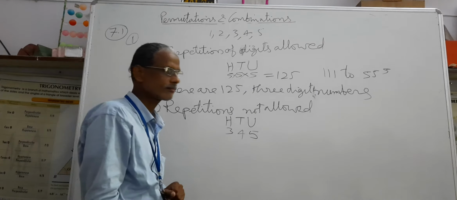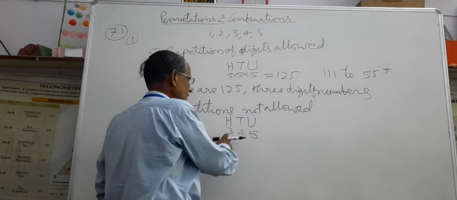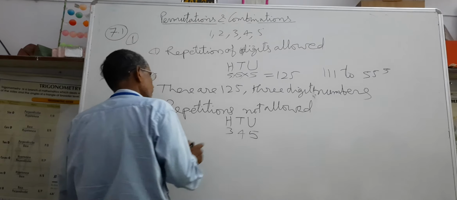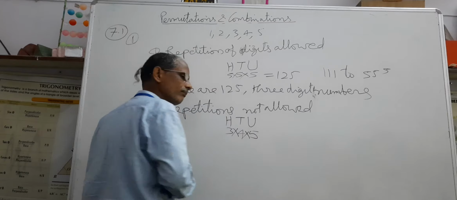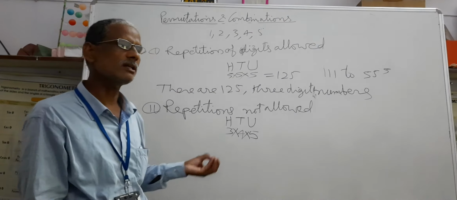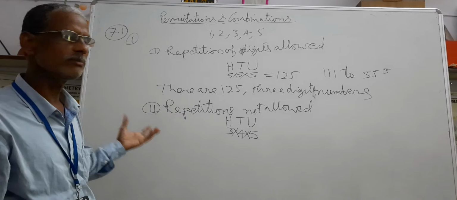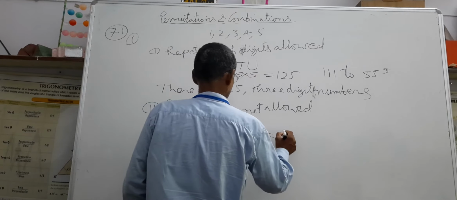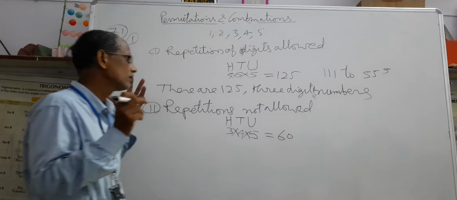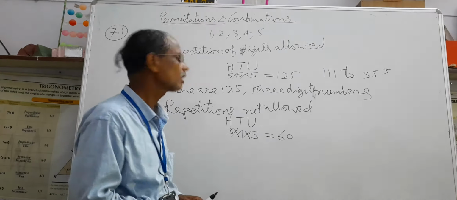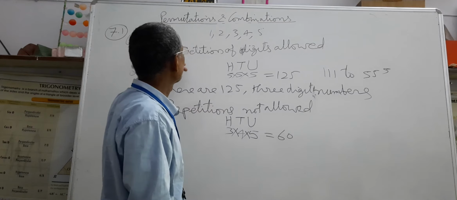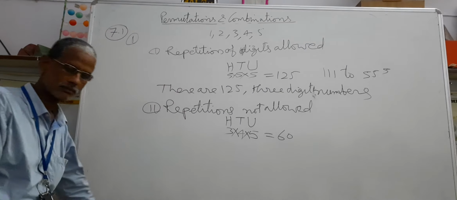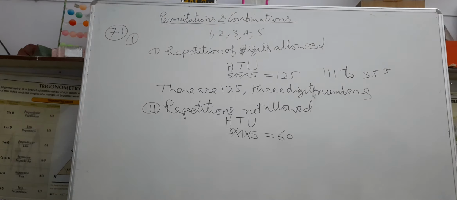Here repetition is not allowed. When all places are filled, then our job is completed. Therefore we multiply the total number of ways, by the principle of multiplication, which I have explained in my previous class. This is equal to 60. So there are 60 three-digit numbers possible which are made from these digits where repetition is not allowed. This is your question number 1.